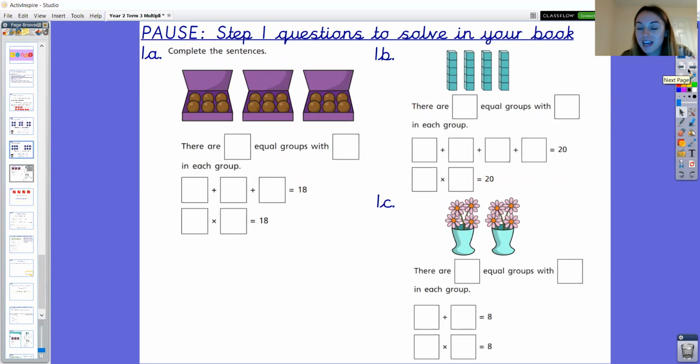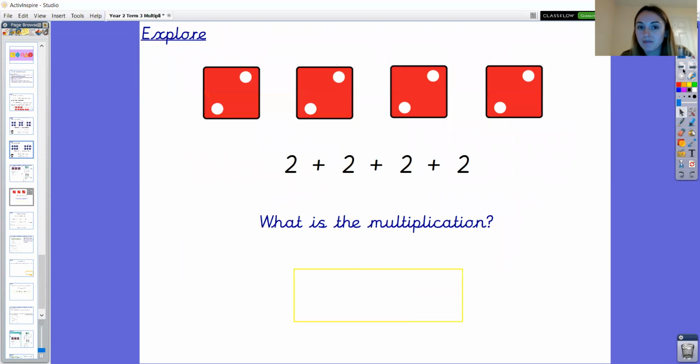Well done, Year 2. Okay, let's explore step 2 together. So on your screen, you can see some dice and there's a number sentence underneath the picture. I'm going to read it to you. You may choose to join in with me. 2, add 2, add 2, add 2. Okay. So Year 2, what does the digit 2 represent in this number sentence? Please pause the video here and talk about it at home.